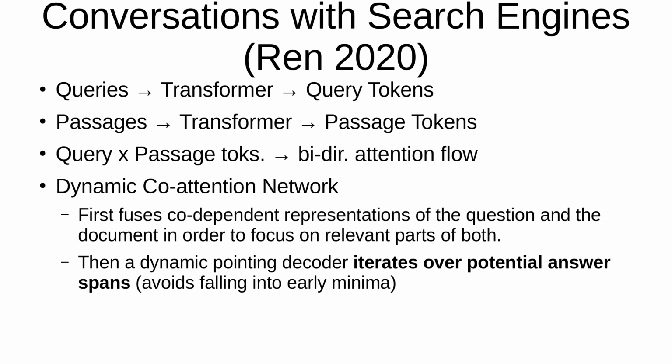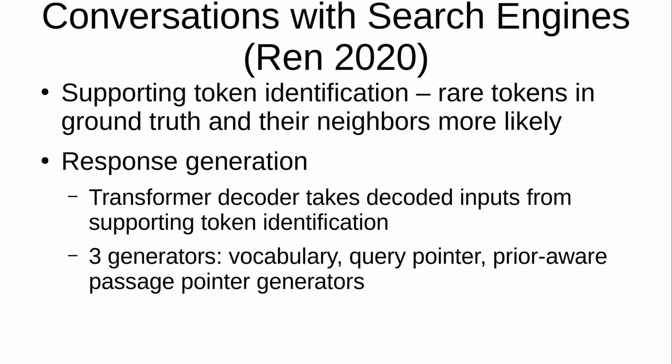So they start with queries and passages. They pass them through a transformer, get query tokens and passage tokens. Then they again do this similarity matrix, as I mentioned, and build bidirectional attention flow. And then from the dynamic coattention network, they use this idea of iteration over several potential answer spans to avoid falling into early local minima. I think that is what they use there. Maybe they use some sort of another attention. I'm not quite 100% sure on this.